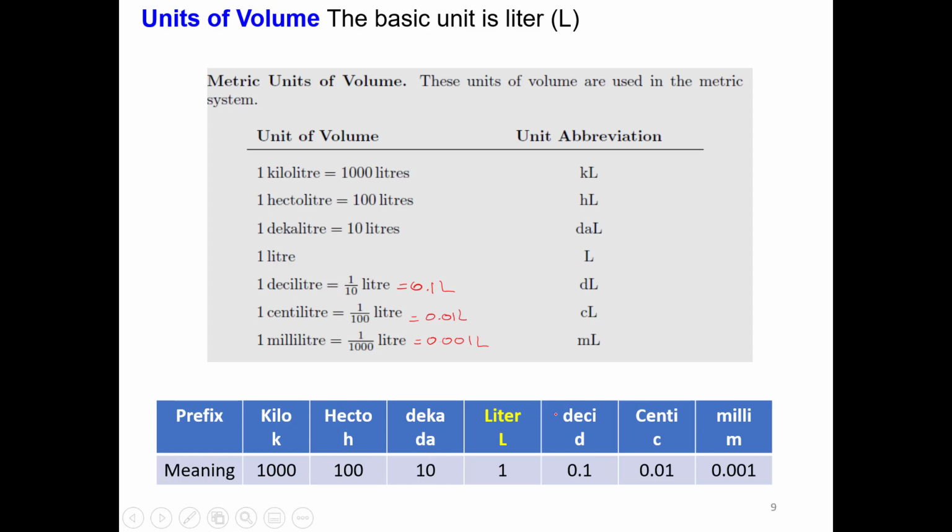And also we can summarize this in this chart, and just what we did in this case is we changed the basic unit. 1 kiloliter equals 1000 liters, 1 hectoliter equals 100 liters, 1 decaliter equals 10 liters, 1 deciliter equals 0.1 liter, 1 centiliter equals 0.01 liter, 1 milliliter equals 0.001 liter.